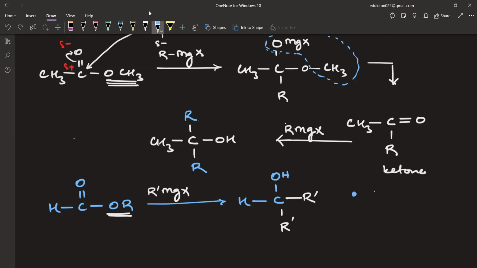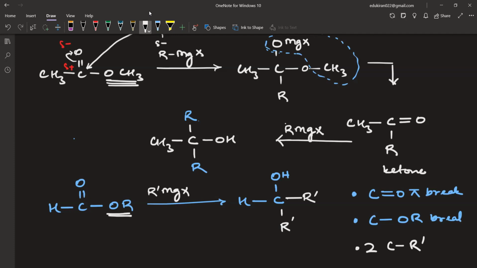The bonds which are breaking are the C double bond O, the pi is breaking, and the COR bond is breaking. And what is the bond that we are going to form? We are going to form two bonds with CR dash. This R dash is coming from the Grignard reagent. Write the formation here. Did you get an idea how to make the products from esters? Yes or no? Please tell me. Yes, sir. Okay, and also you can see that we have learned one reaction of esters getting converted into ketones.